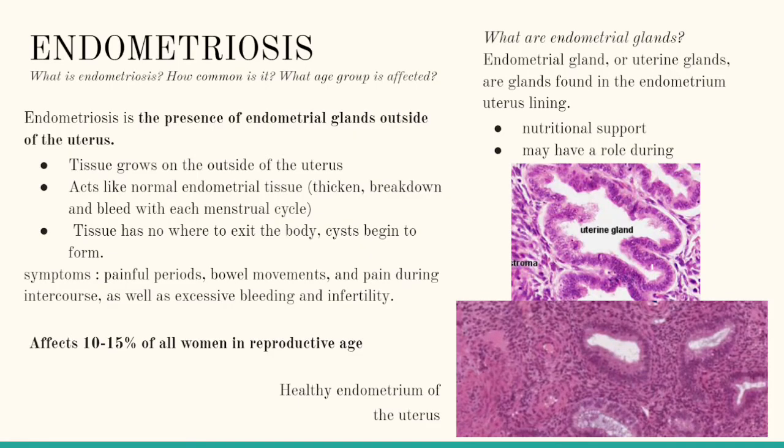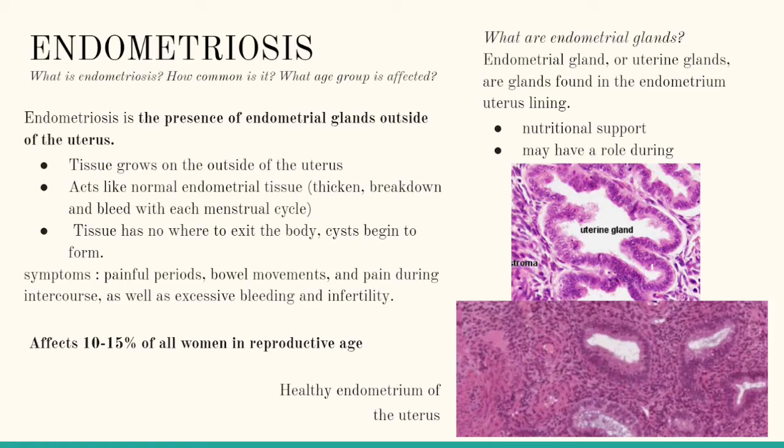Our first disease is endometriosis. Endometriosis is the presence of endometrial glands outside of the uterus. Endometrial glands or uterine glands are glands found in the endometrial uterus lining. They provide nutritional support and have a role during implantation.